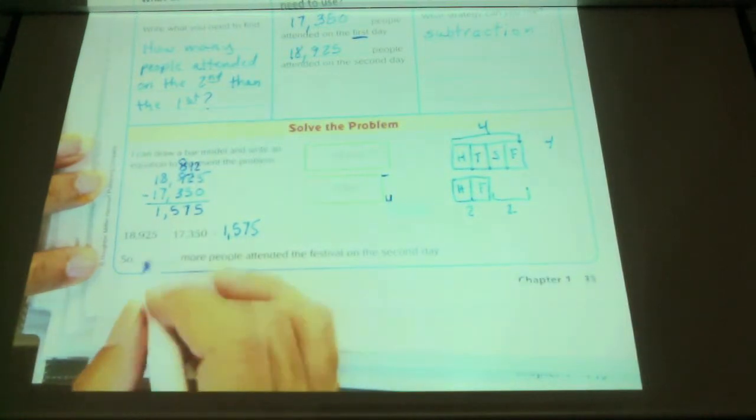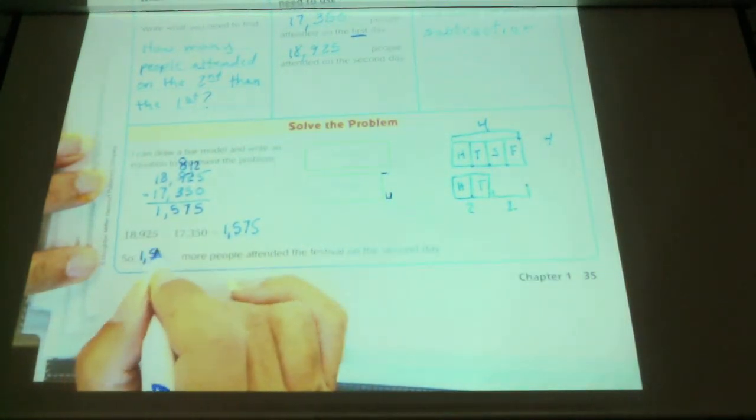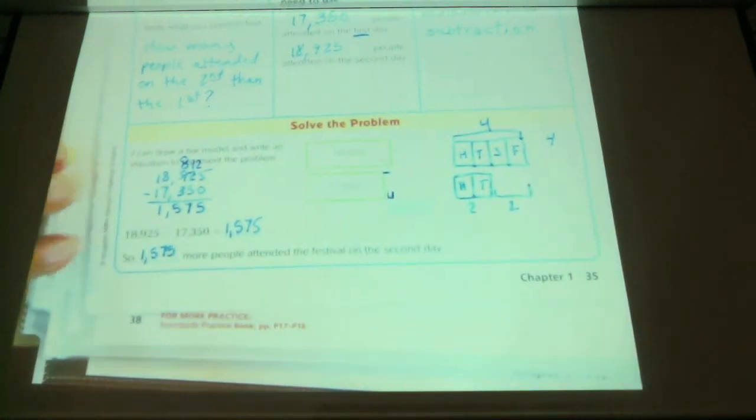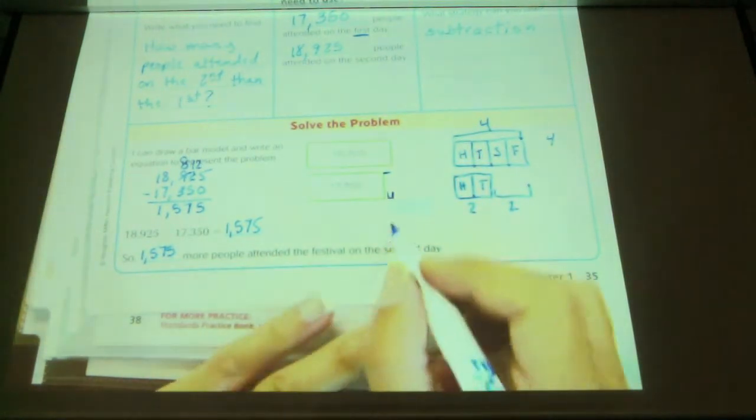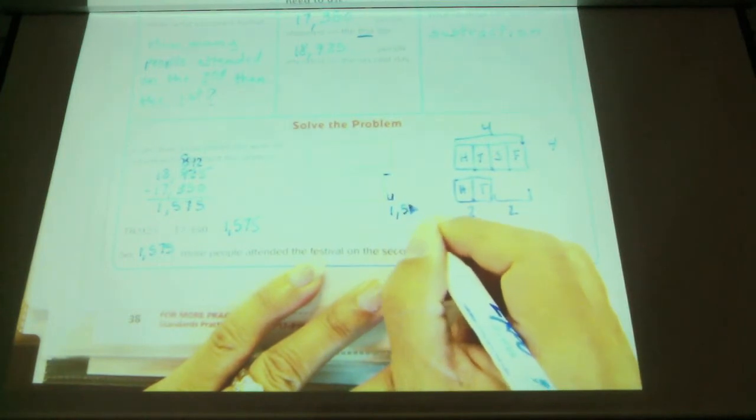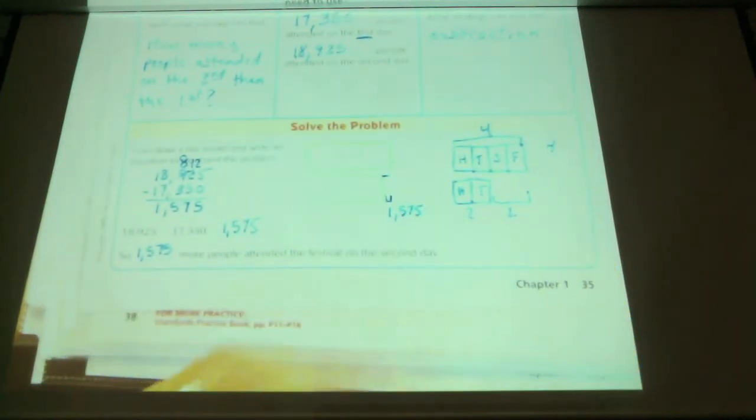So that many more people attended the festival on the second day. And that's also the number that will go here in this little box to fill in the missing area. Go ahead and do yours.